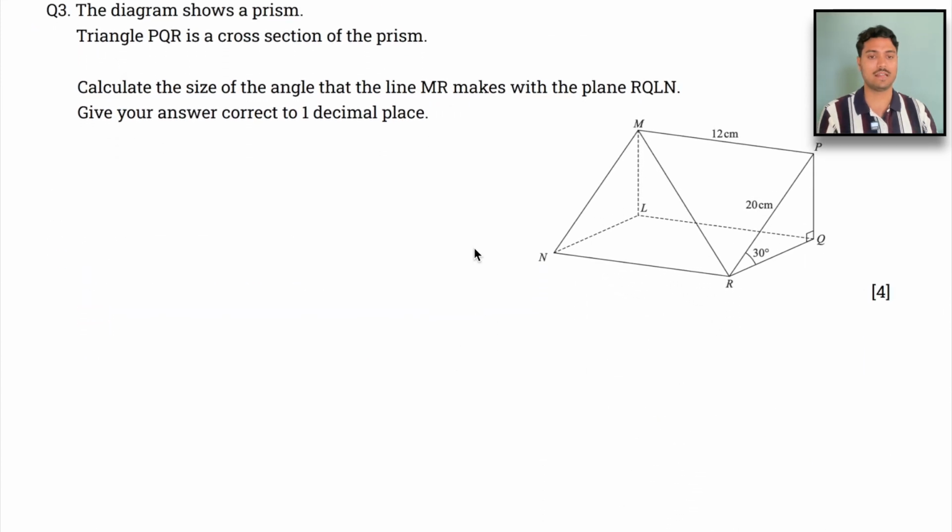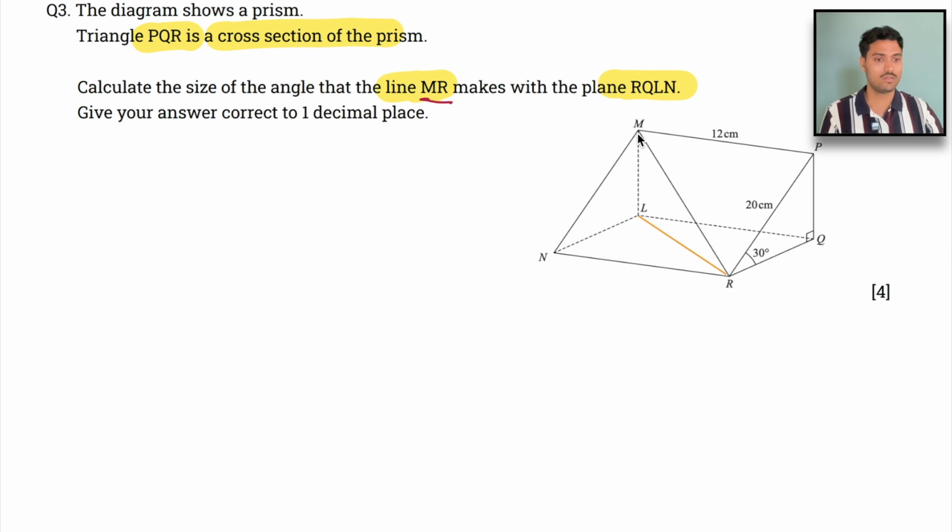Question number 3, it says the diagram shows a prism. The triangle PQR is the cross section of the prism. Calculate the size of the angle that line MR makes with the plane RQLN. So let's check MR. Where is MR? MR is here. MR makes with the plane RQLN. That means let's join LR.